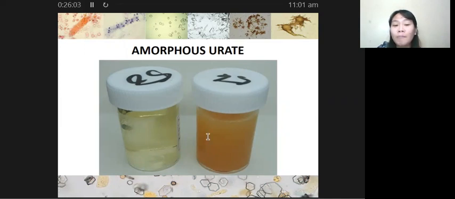Alright, so yan. Kinompare namin yung itsura ng urine sample na merong amorphous urate at saka walang amorphous urate. Okay, so dito, ito yung may amorphous urate. So nakita mo dyan, pink brick dust precipitate. Actually, yung pagka-pink niya, mas noticeable siya, okay? Mas distinct siya after centrifugation.